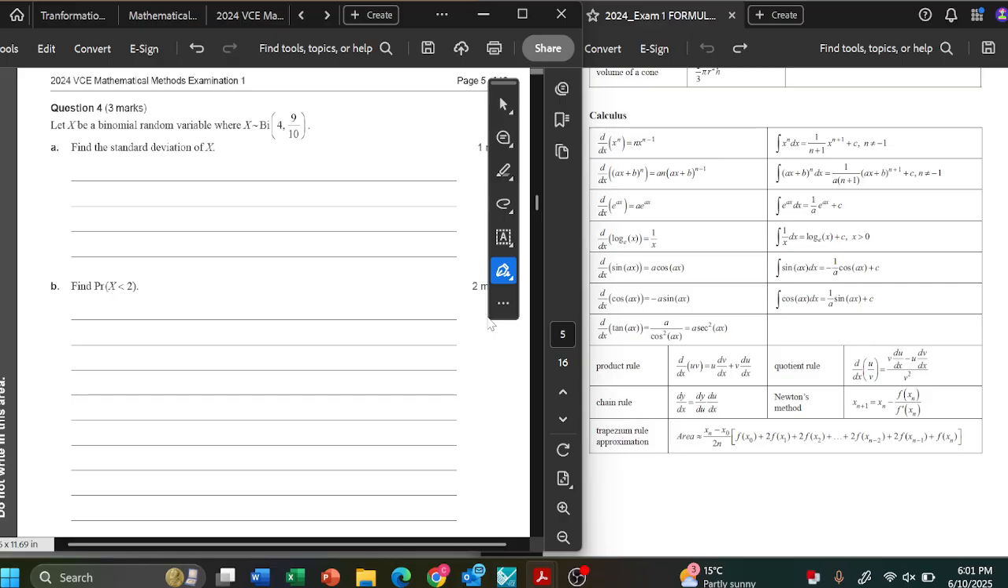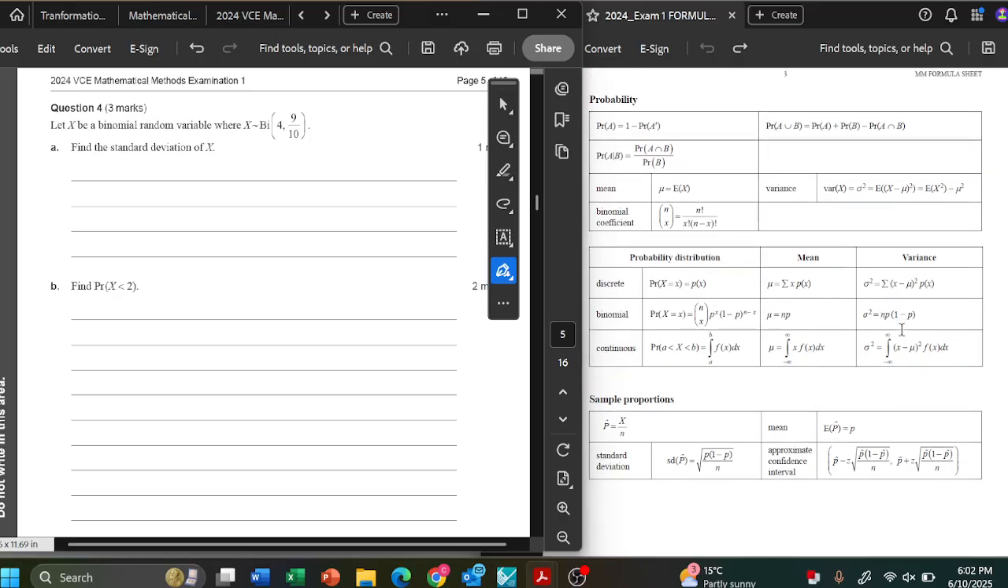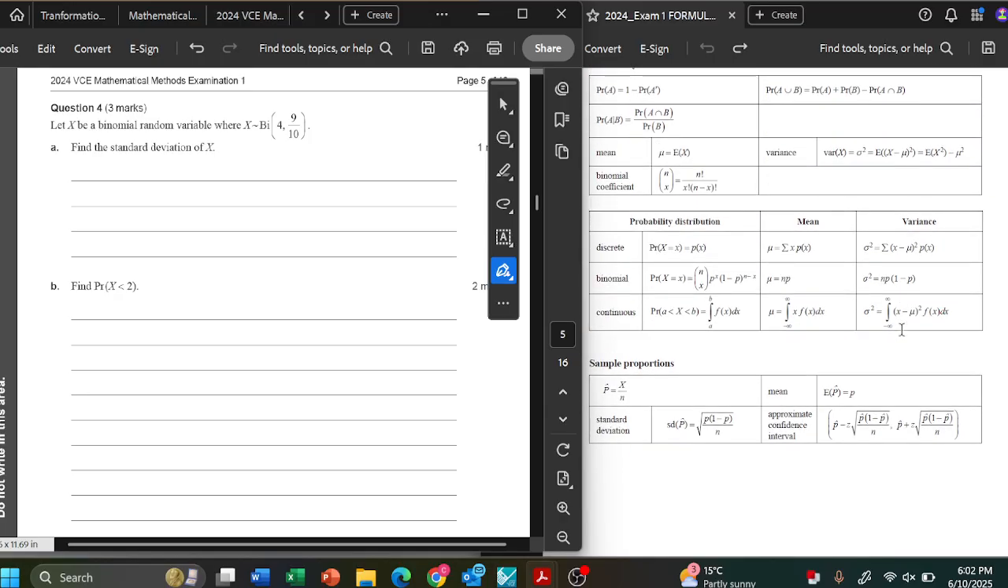Okay, so this is where your formula sheet is going to be really handy, right? Whenever we're dealing with these probability questions, we've got standard deviation and all of these different things. Just look at your formula sheet, would be my advice. Right off the bat, we've got let X be a binomial random variable. I'm going to go straight to the probability distribution section of the formula sheet.